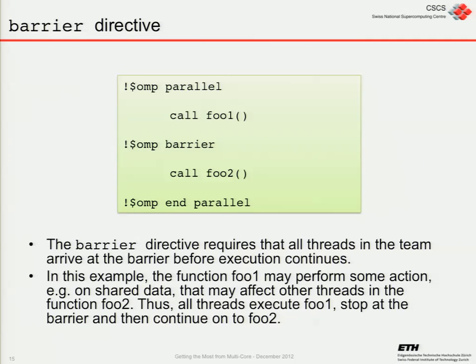Barrier directive, sometimes you need it. Sometimes you need it particularly if you have data that you need to be synchronized and everybody can see the same copies of variables. So it requires all threads in the team to arrive at that barrier before they continue. So foo1 must have been completed by all threads before foo2 can begin in this particular case.